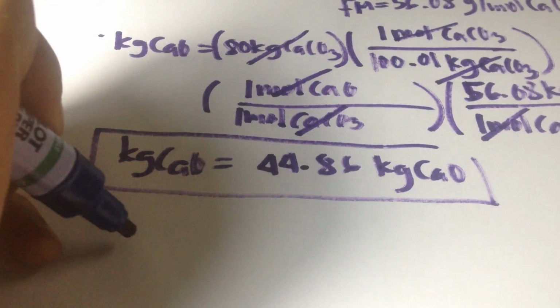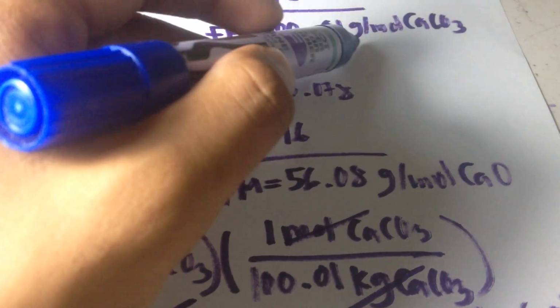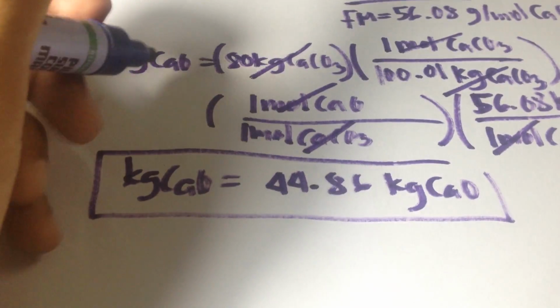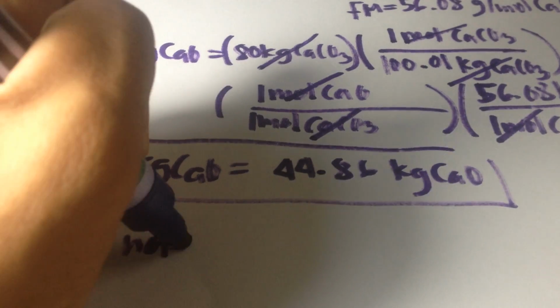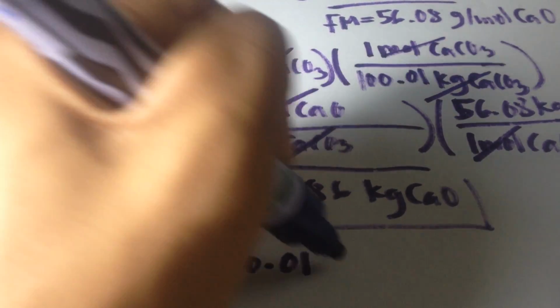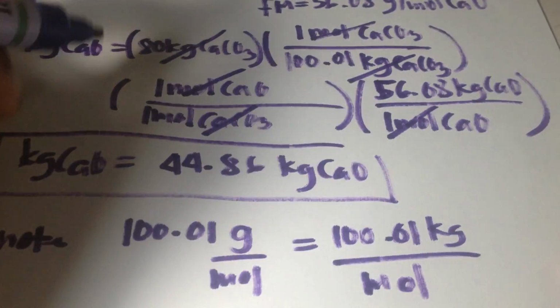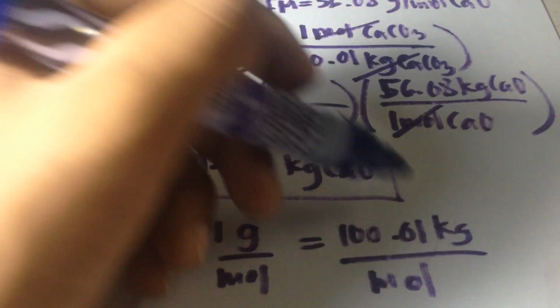Okay, the same unit: molecular weight from grams per mole to kilogram per mole are the same. So note, 100.01 grams per mole is equals to 100.01 kilogram per mole. The same unit, you need to change it into kilograms.